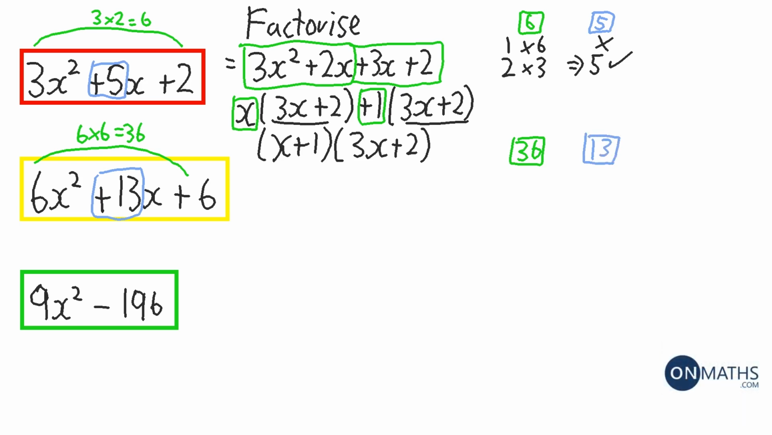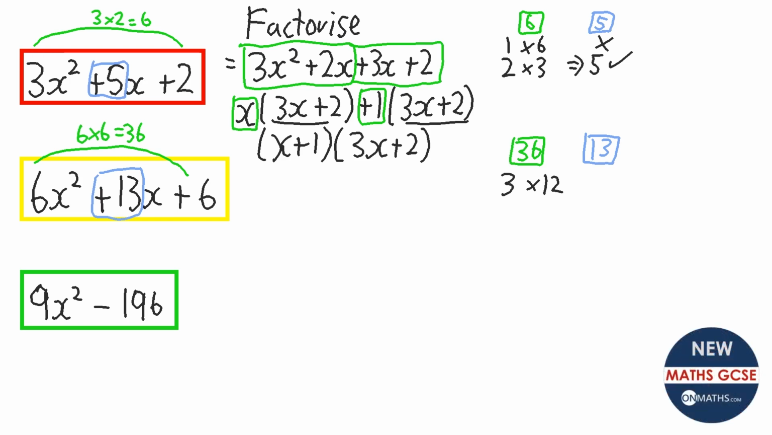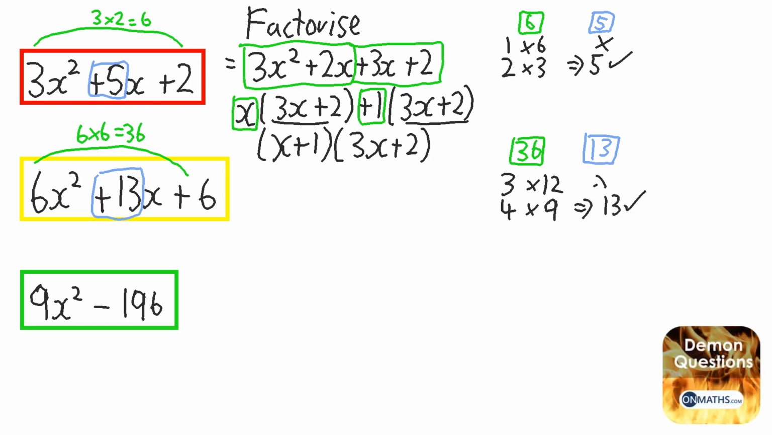Okay, so numbers that times together to make 36 and add together to make 13. So they would be quite small numbers. Let's have a think. Well, we can try 2 and 18, that wouldn't work. What is it, 3 and 12? 3 times 12, that's getting close. 4 times 9? 4 times 9, there we go, that adds together to make 13.